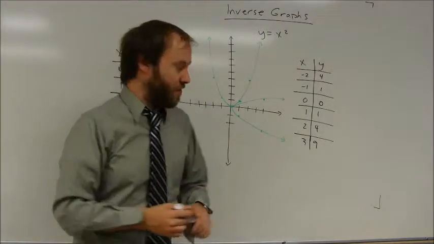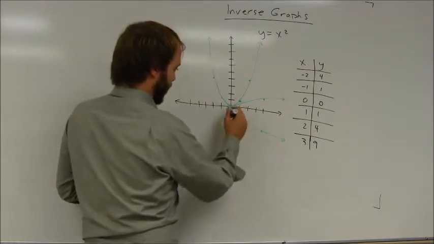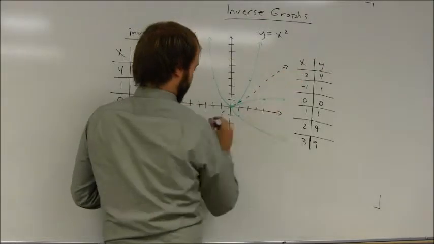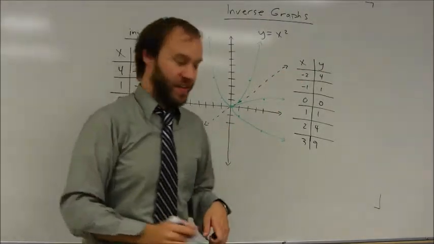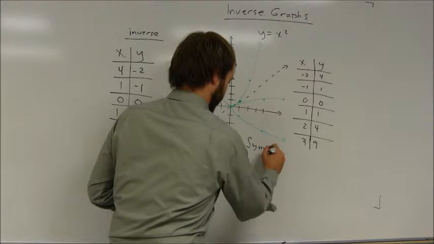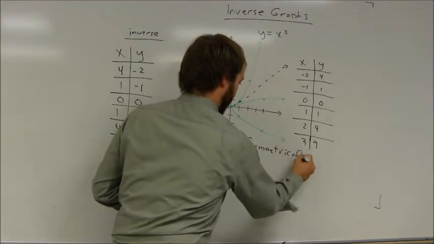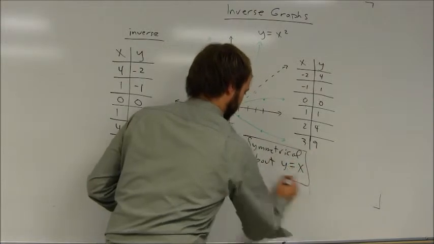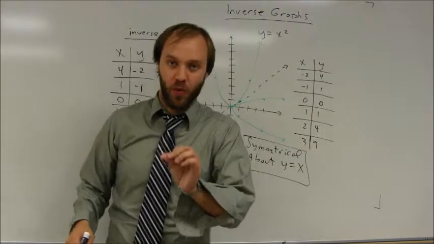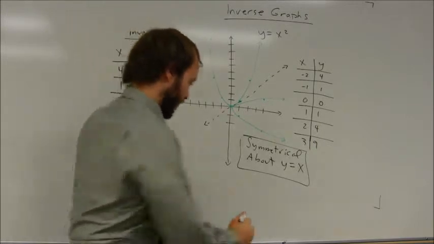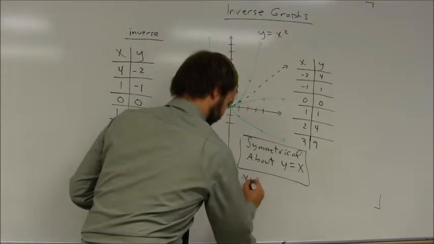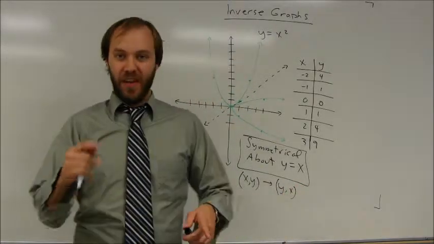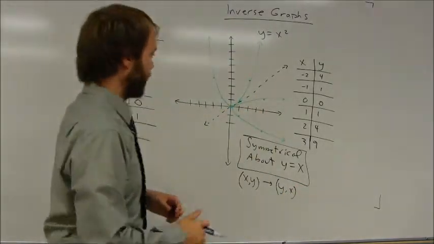Now, a couple of things here. First of all, and this is very important, notice that this is symmetrical along the line that cuts through there. So these things are symmetrical about the line y equals x. Okay, that perfect diagonal line. Very, very important fact. Second of all, if the first graph has the point x, y, you know that the other graph has the point y, x. Okay, so switching your input and your output.